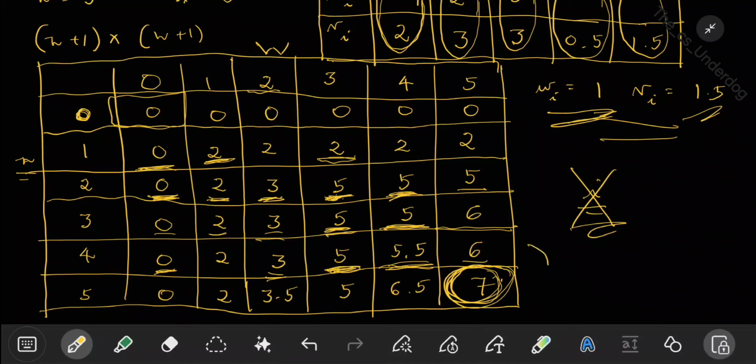Otherwise, for example, here these are not same. 6 and 7 are not same, which means ith item, that is the fifth item, was included in the knapsack. If it is included, what do you want to do?